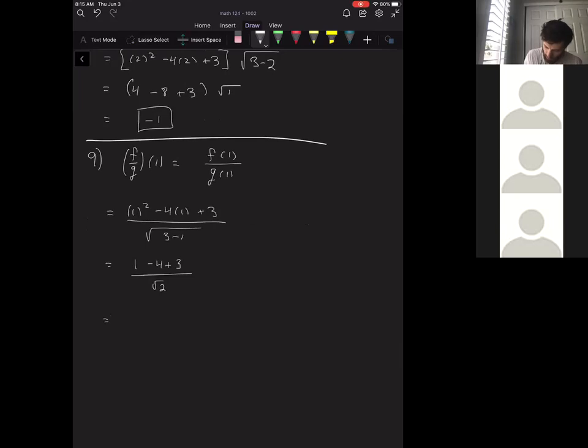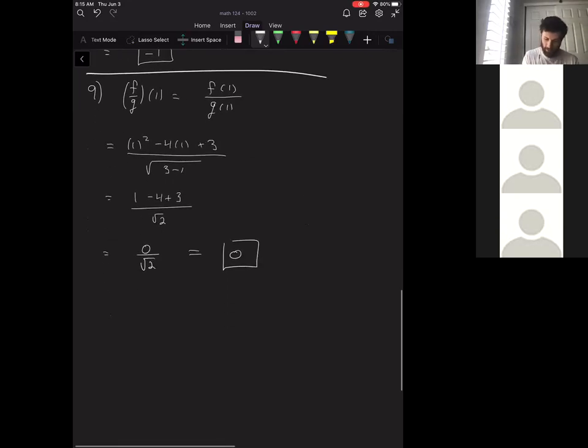And that is going to equal, so 1 minus 4 is minus 3. Minus 3 plus 3 is 0. So let's just write that. So we have 0 over square root of 2, which is just equal to 0.